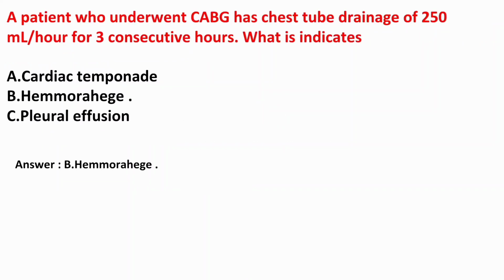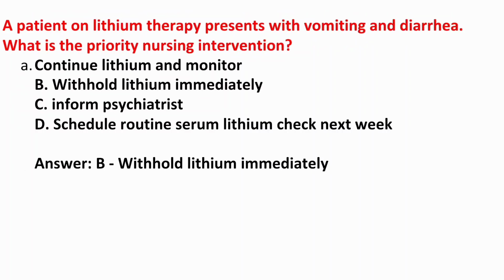A patient who underwent CABG has chest tube drainage of 250 milliliters per hour for 3 consecutive hours. What does this indicate? A. Cardiac tamponade. B. Hemorrhage. C. Pleural effusion. Answer: B. Hemorrhage.